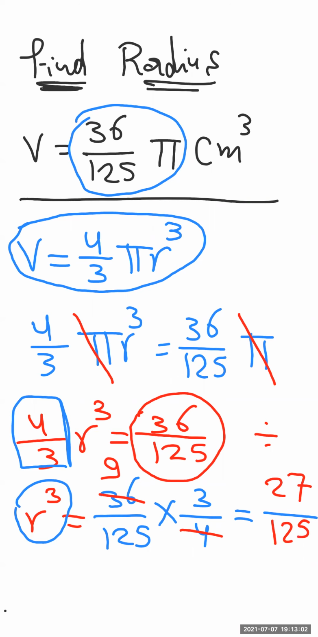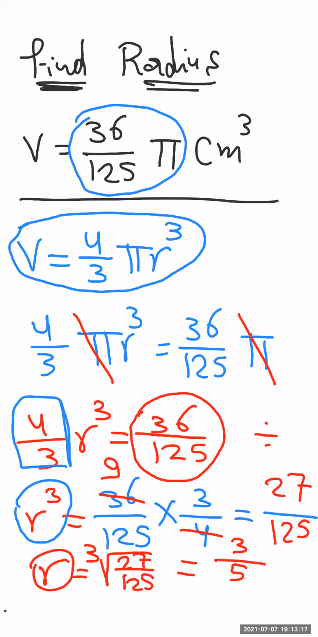Now we can get the radius. It will equal the cubic root of this value, 27 over 125. Cubic root of 27 equals 3. Cubic root of 125 equals 5. So the radius length of the sphere equals 3 over 5 centimeter. Okay? There is one more part. Just 1 second. I want to check first if all of us understand this point.